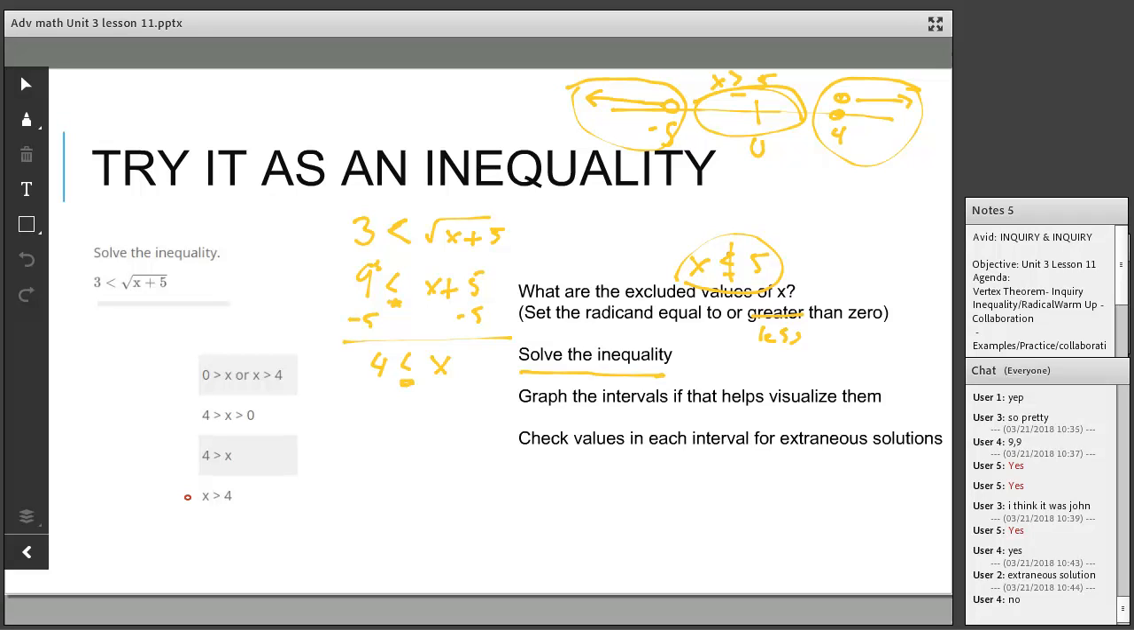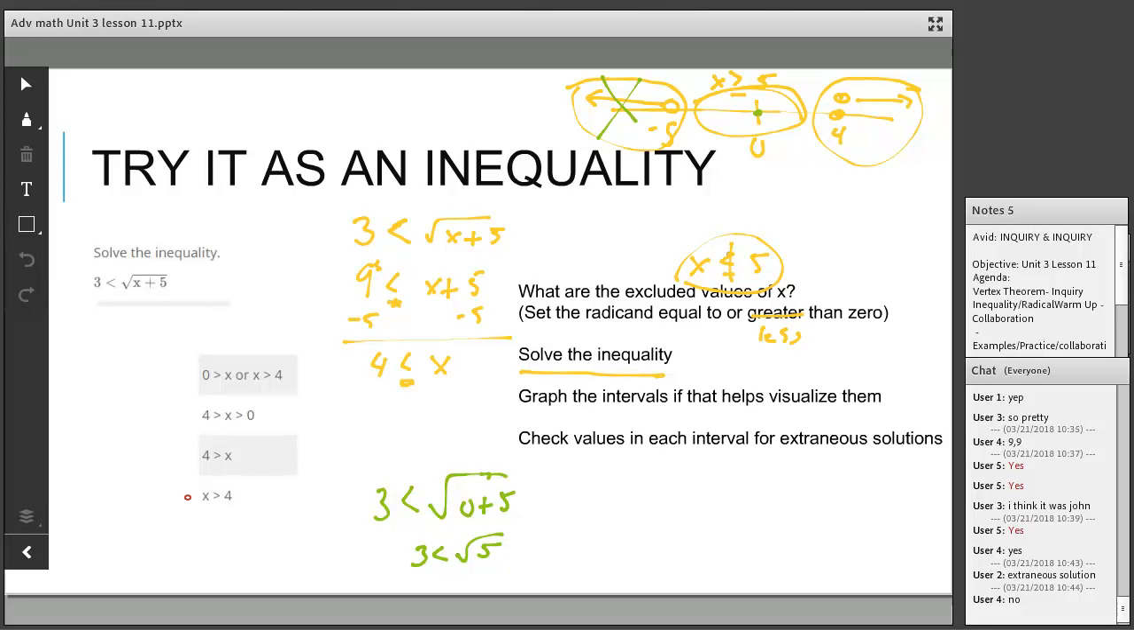Where x has to be greater than or equal to 5 for that to be true. When you're solving inequalities, you want to test these different intervals to see if they work. You just pick numbers. We know this one doesn't work; that's our excluded interval. How about the interval where x is greater than or equal to 5? We pick a number in there. Let's pick 0 and put it into our inequality. So 3 is less than or equal to the square root of 0 plus 5, so 3 is less than the square root of 5.